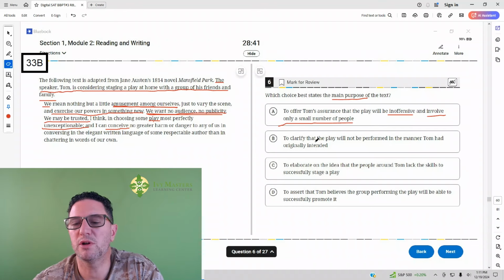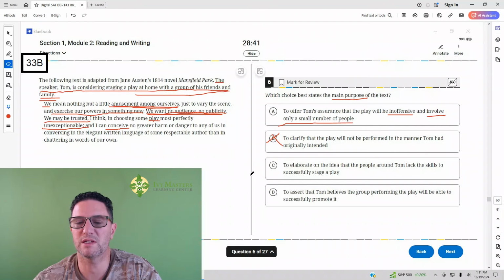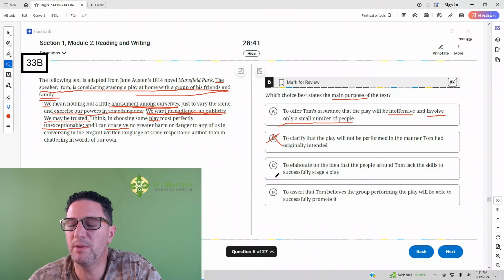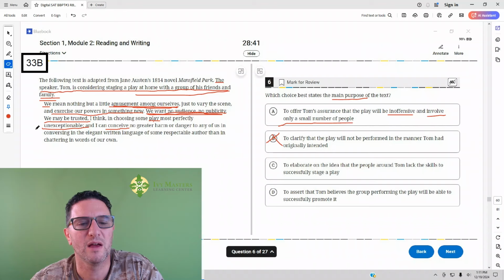Answer B, to clarify that the play will not be performed in the manner Tom had originally intended. So here it says it's at home with a group of friends and family. And then here he says amusement among ourselves, no audience, no publicity. That all sounds like it is in the manner Tom originally intended. Answer choice C, to elaborate on the idea that the people around Tom lack the skills to successfully stage a play. Nowhere does it say or imply that we can't do this. And in fact, it sounds like they're just doing it for fun to kind of entertain themselves. Answer choice C is gone.